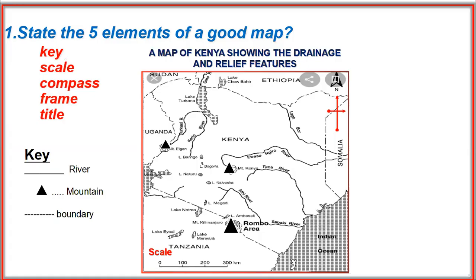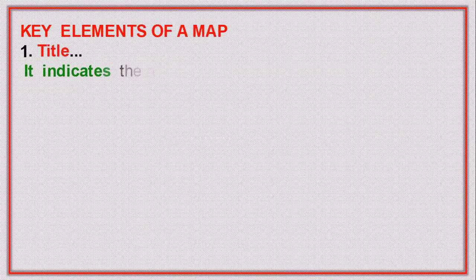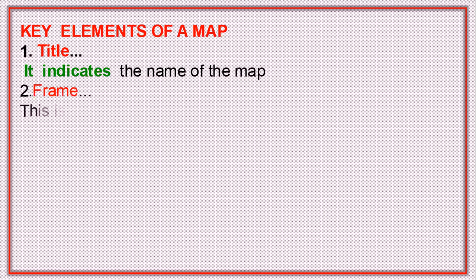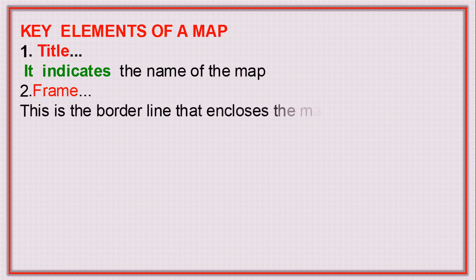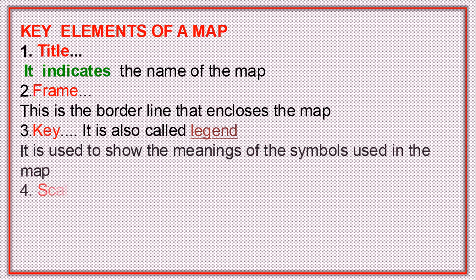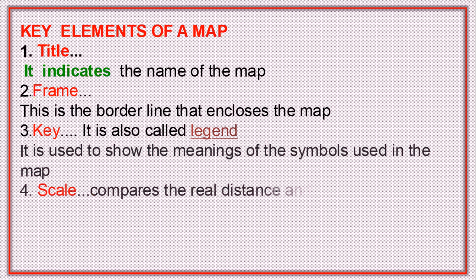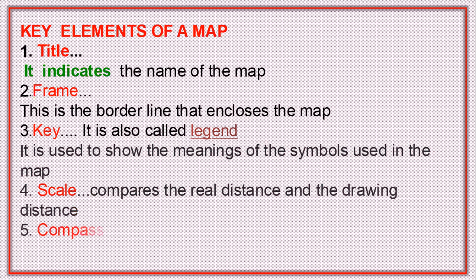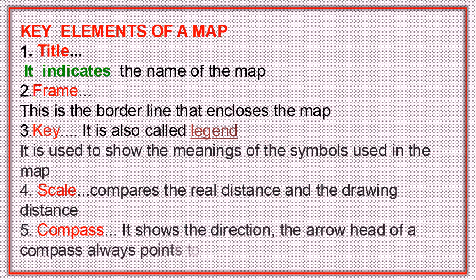We usually say that the elements of a map are 5. That is title. Title indicates the name of the map. Frame shows the border, the borderline that encloses the map. And you have the key. Key is also called legend. It is used to show the meanings of the symbols used in the map. And then scale, comparing the real distance and the drawing distance. Then lastly, we have the compass, which shows the direction. The arrowhead of a compass always points to the north. Remember, color is not an element of a map.